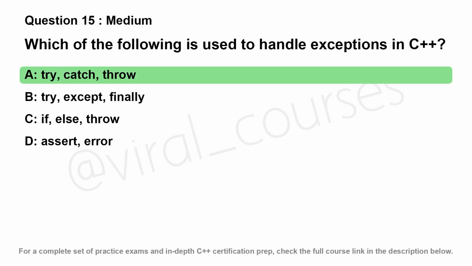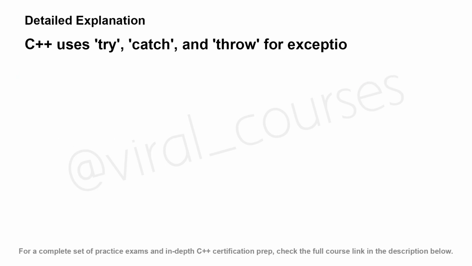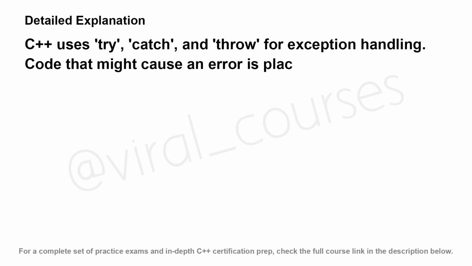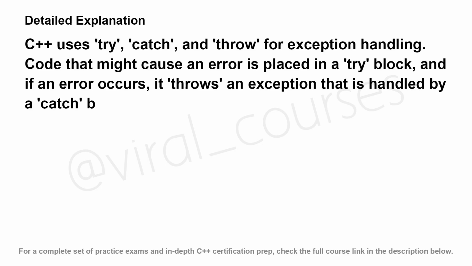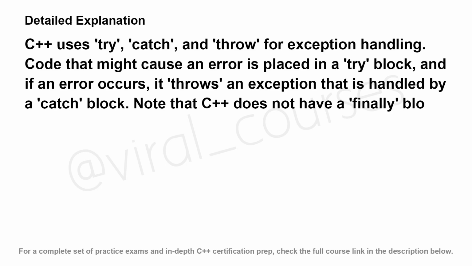The correct answer is A. C++ uses try, catch, and throw for exception handling. Code that might cause an error is placed in a try block, and if an error occurs, it throws an exception that is handled by a catch block. Note that C++ does not have a finally block like Java or Python.